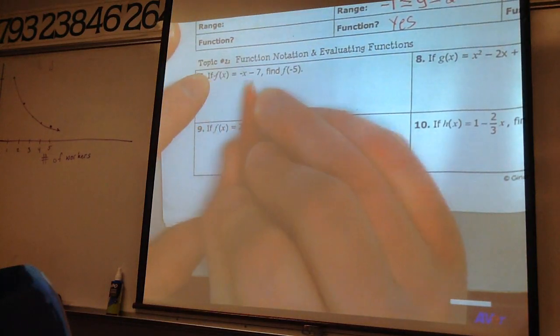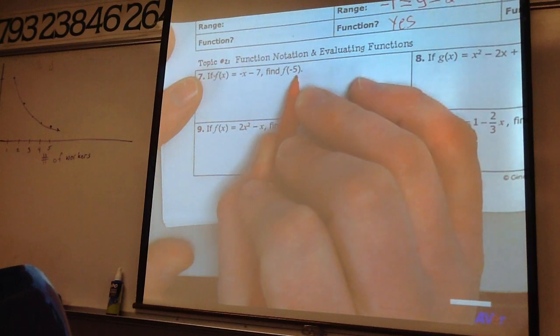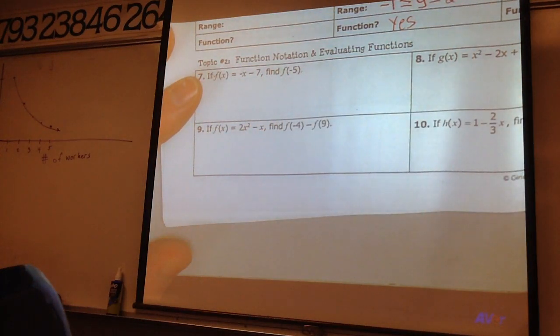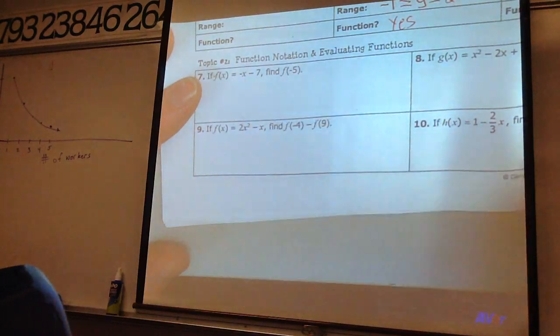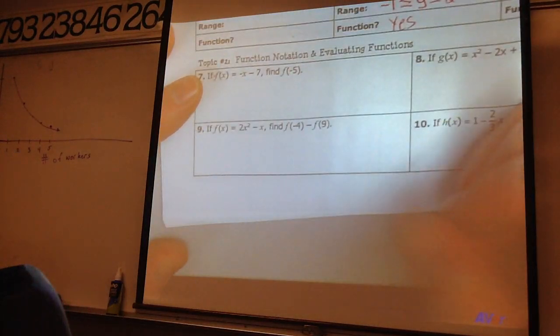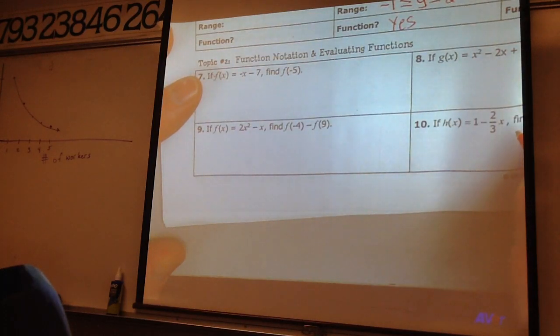You know what this stuff means? Have you seen this? f of x equals negative x minus 7. Find f of negative 5. What is that asking? Sub negative 5 in for x. It's just saying, hey, x is negative 5. Plug in negative 5 for x. Clean it up. And if there's multiple x's, you plug it in for both.